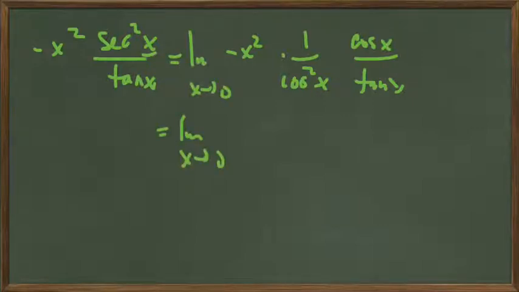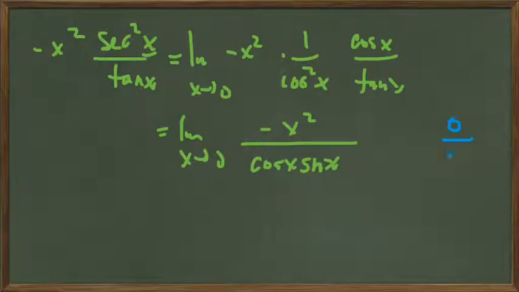So what are we left with here? Minus x squared divided by cosine x sine x. Question is, are we getting anywhere? Well, let's see. Does L'Hopital's rule still apply? The top goes to 0, the bottom is cosine times sine, but sine goes to 0, so it's 0 over 0. So we'll apply L'Hopital's rule once more.